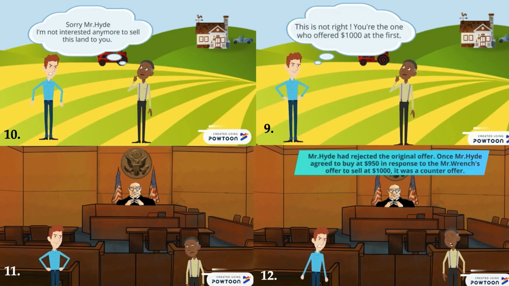So Mr. Hyde is angry with Mr. Wrench and he says that it was you who first gave me the offer of dollars, $1,000. Now how can you refuse to sell the same land to me for $1,000? So he files a case against Mr. Wrench in the court of law. The fact of the case between Mr. Hyde and Mr. Wrench is that Mr. Hyde had rejected the original offer.